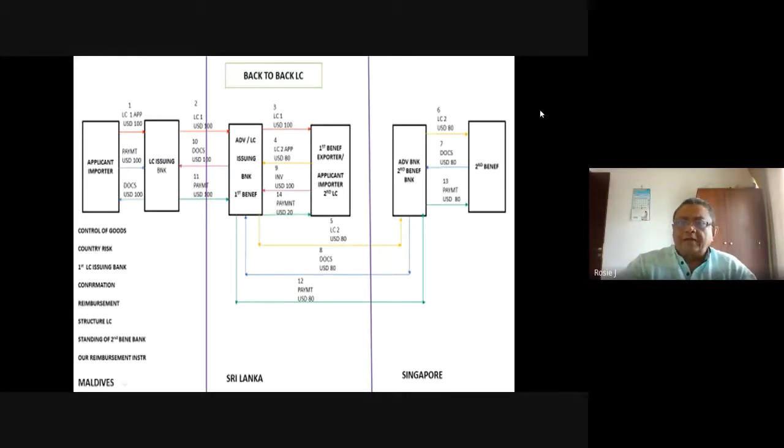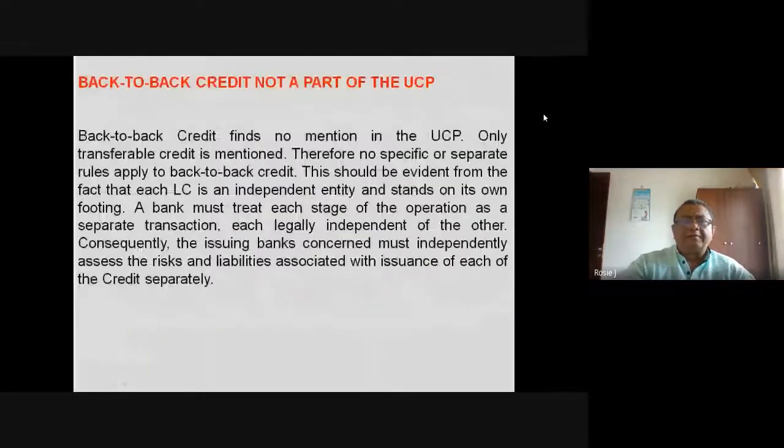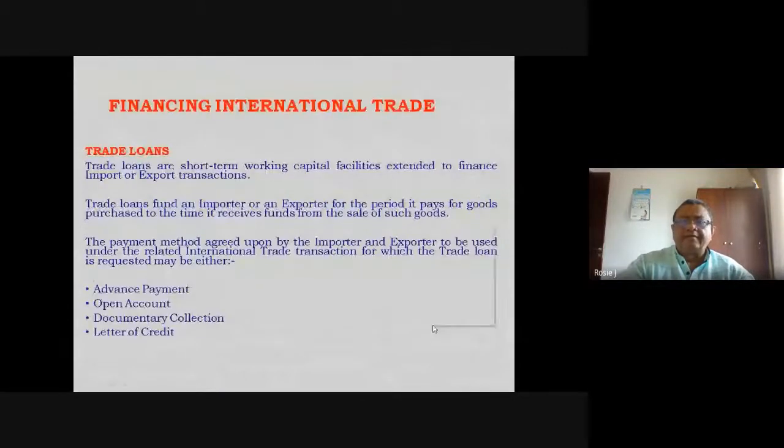So I finished back-to-back now. Then by type of LCs, I've already finished. Then these are all about back-to-back, and you see, I said here it's a trade facility of the issuing bank, I told you, right? These are trade loans. I put a slide on this, but I just want to give a brief idea. We have various types of loans related to international trade, right? Whether you are doing the payment by advance payment, open account, documentary letter of credit, you can take facilities for the payment terms. So the various trade loans.